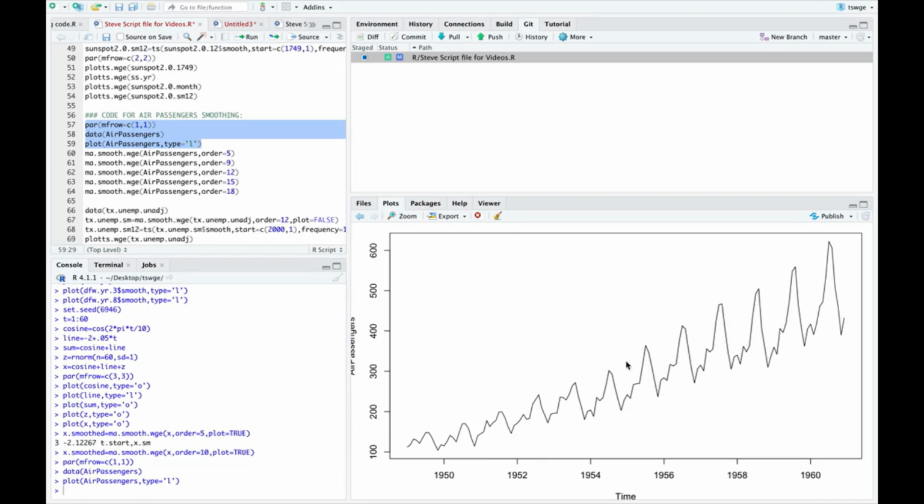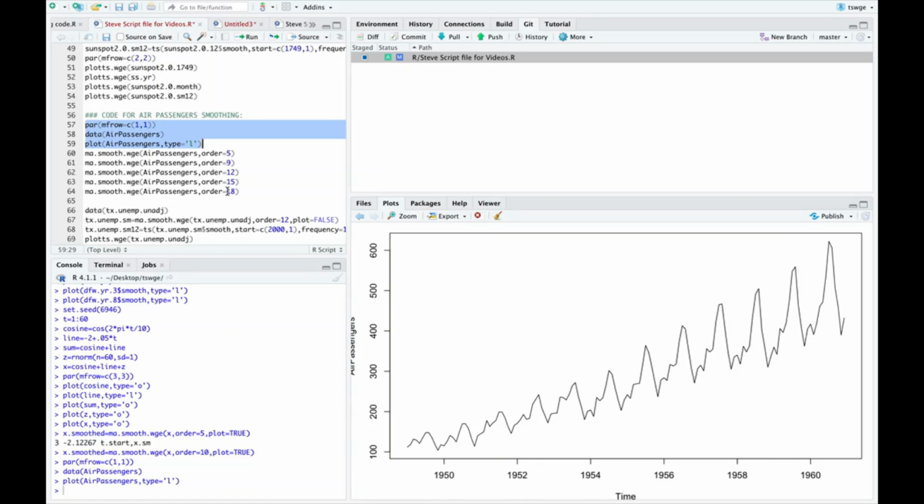Now, what if we were to smooth this? And let's talk about an order of 5, 9, 12, 15, and 18. And you'll see why we've chosen those orders. First of all, let's recall something. Recall that the air passengers data has a cycle. It's not sinusoidal. Those certainly don't look like sine or cosine curves.